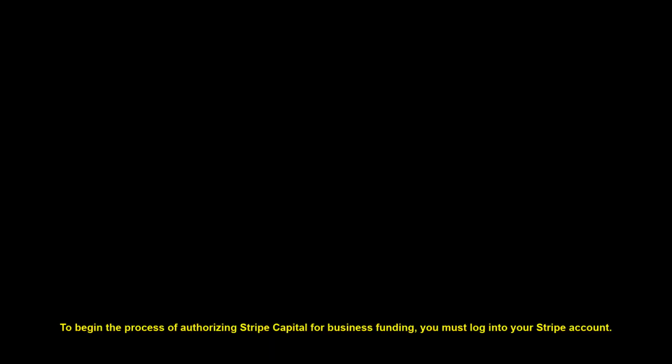To begin the process of authorizing Stripe Capital for business funding clearly, you must log into your Stripe account. If you don't have an account, create one by visiting the Stripe website. Once logged in, navigate to the dashboard prominently displayed on your screen. Look for the Capital option in the left-hand menu. Click on Capital to access the funding section.